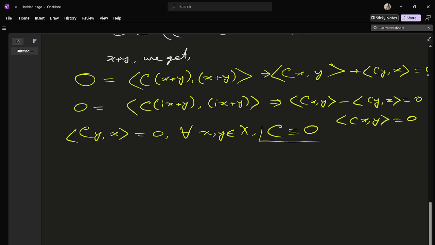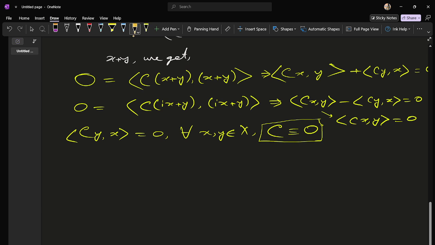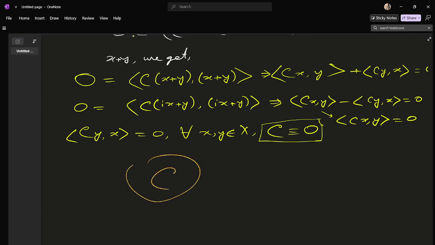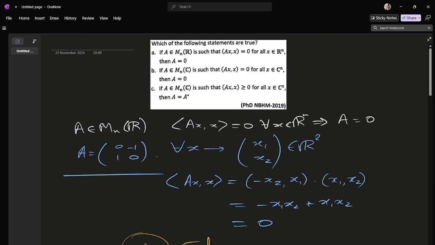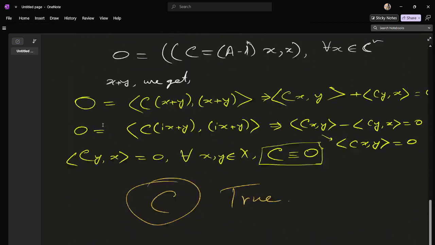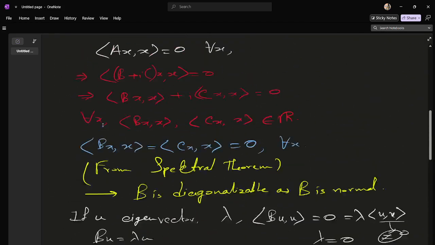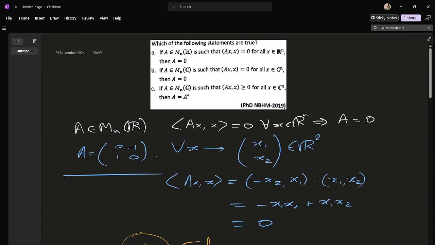So our option C is also true. The required answer of this question is that A is false, B is true and C is also true. So this is the required answer of the question.